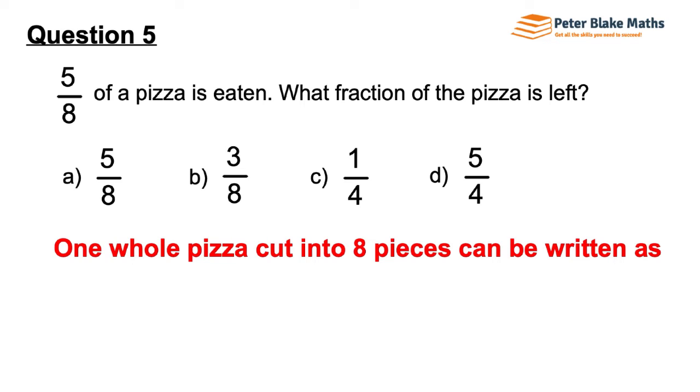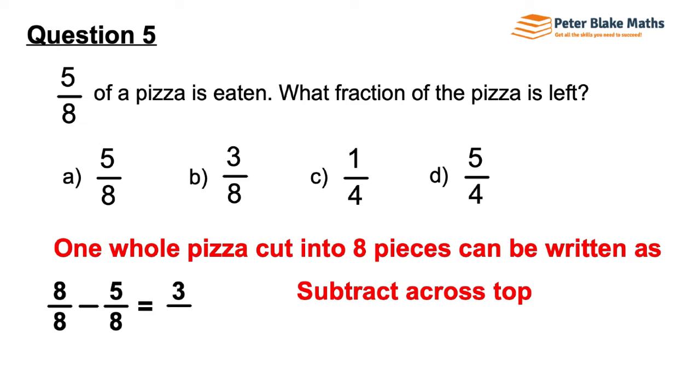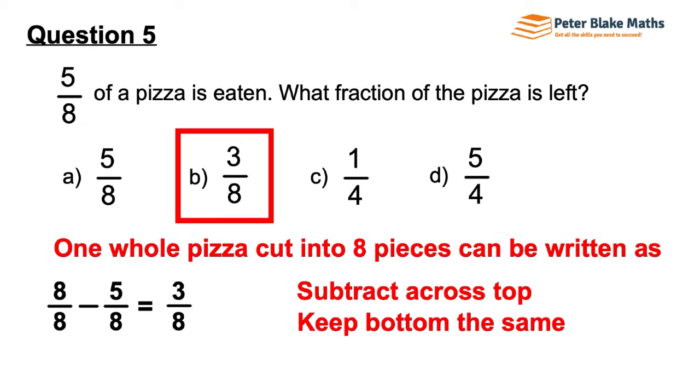Now, one whole pizza cut into 8 pieces can be thought of as being 8/8. That makes up one whole. That's one whole representing one whole pizza there. Now if we ate 5/8 and we need to find out how much is left, that's a subtraction question. So we've got 8/8 and 5/8. We've got the same bottoms there, so we can just subtract across the top and get 3. Keep the bottoms the same and we get 8. So we've discovered there that 3/8 of the pizza is left when 5/8 of the pizza is eaten.